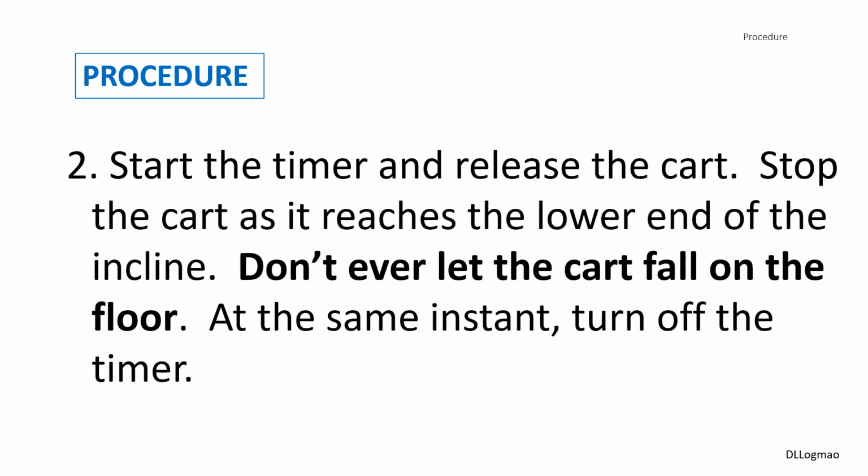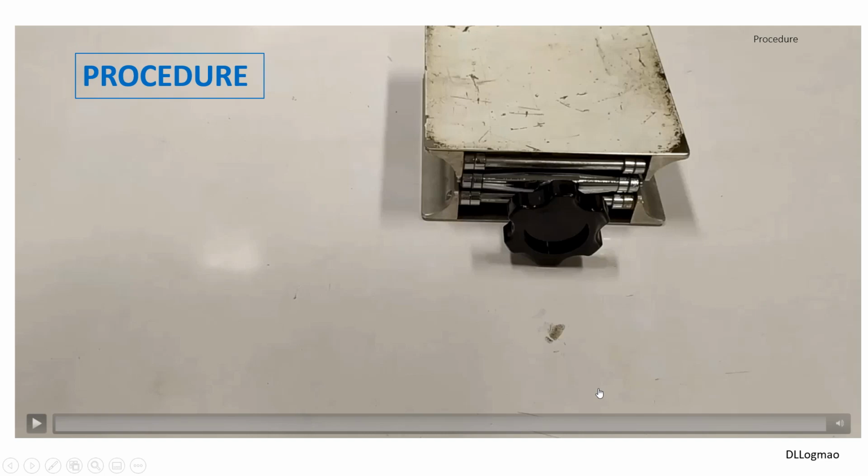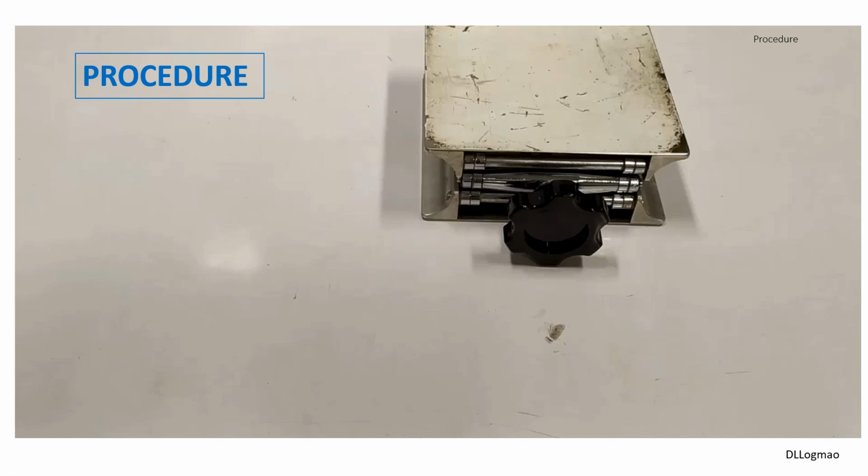Procedure number 2. Start the timer and release the cart. Stop the cart as it reaches the lower end of the incline. Don't ever let the cart fall on the floor. At the same instant, turn off the timer. In the following video, observe how the experiment is performed.